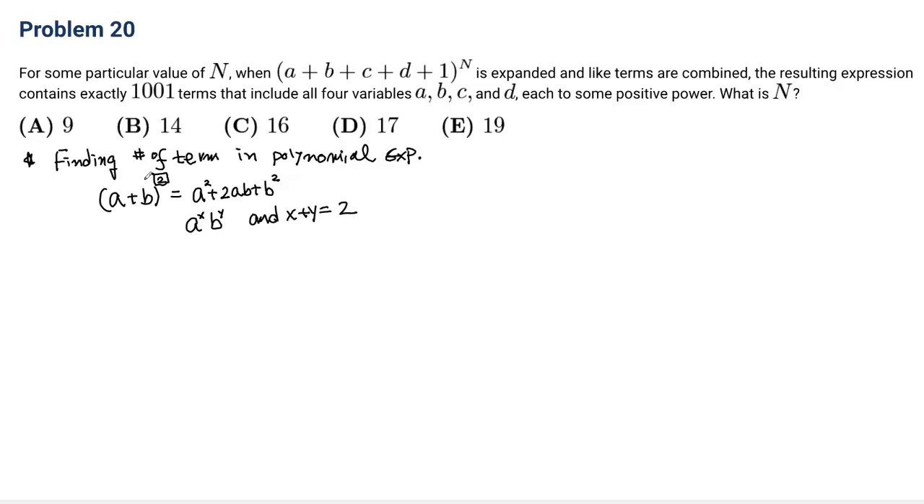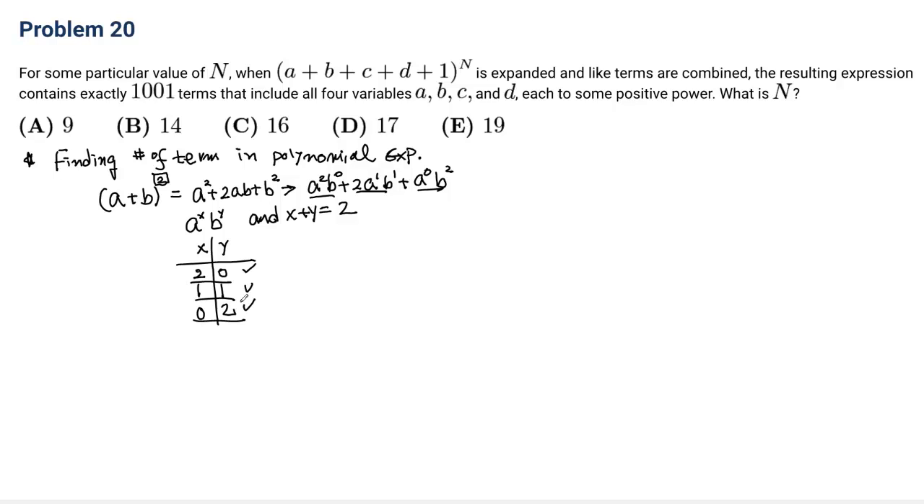In this case, x and y are allowed to be 0, too. When x equals 2, y equals 0. When x is 1, y equals 1. When x is 0, y equals 2. We have only three different cases. That's why we have a squared b to the 0, 2 times a to the 1 b to the 1, and a to the 0 b squared. That's why we have three terms there: one term, two terms, three terms.